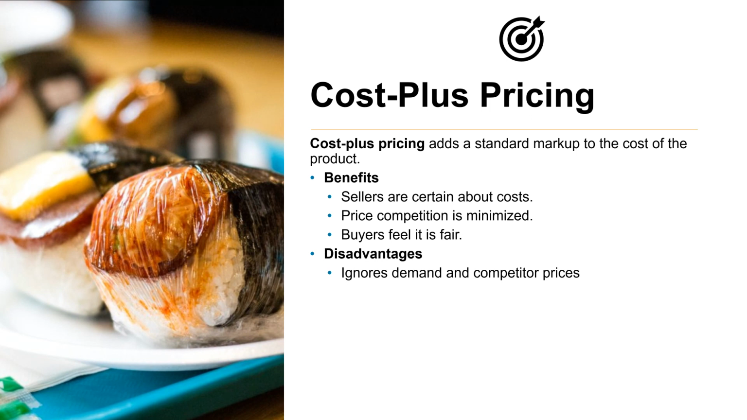And another really great benefit is that usually the customer will know potentially what that product cost, and your standard markup is pretty fair to them, and they feel pretty good about it. You're not trying to make $1 million off of one Musubi, for example. The disadvantage here is that you're ignoring demand. Maybe people are willing to pay more for it, or the competitors' prices are higher, and so you're losing money. So from that standpoint, just adding a markup to something is not always the best way to do it.